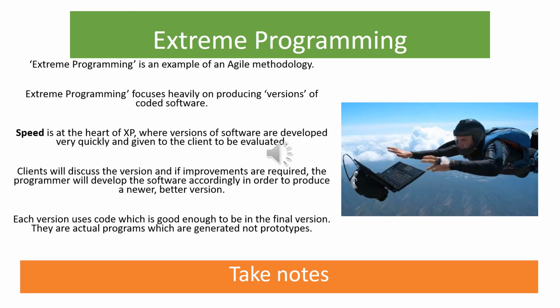Extreme programming is another example of the Agile methodology, but it focuses heavily on producing versions of coded software. So speed is really important. So we develop a product quickly and it's given to the client to be evaluated. Again, this product, if it doesn't meet what they want, might be binned. Clients can discuss the version. If improvements are required, you'll go back and rapidly create those improvements to make a better version. Each version will use code which should be good enough for the final version.